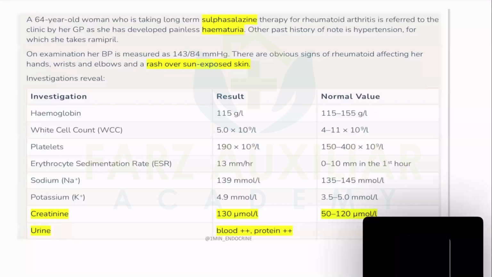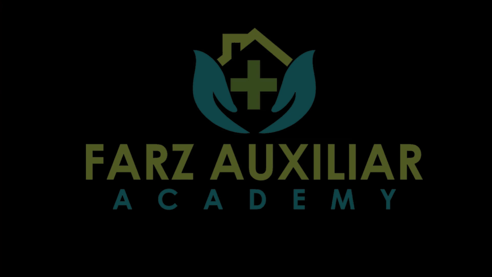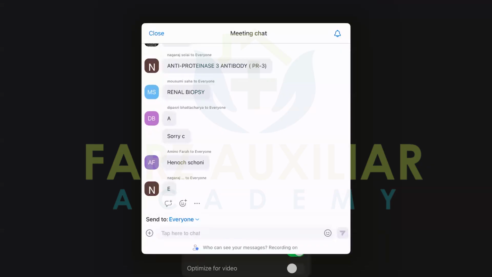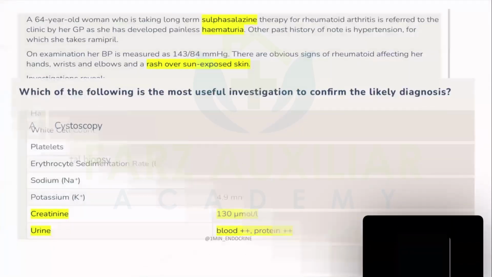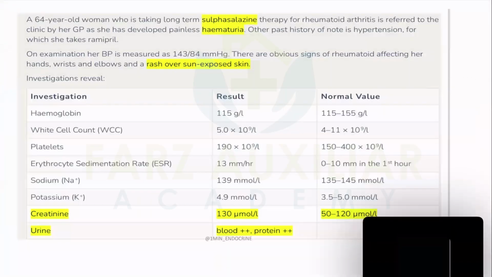Somebody answered HS purpura; the spelling, I think, is wrong. Dr. Nagaraj has chosen option E, urine cytology. Why do you think we have to do urine cytology here, doctor? Urine cytology is for malignancy only, right? With a drug-induced rash and painless hematuria, I thought it's malignancy. I'm not sure, so I chose cytology.